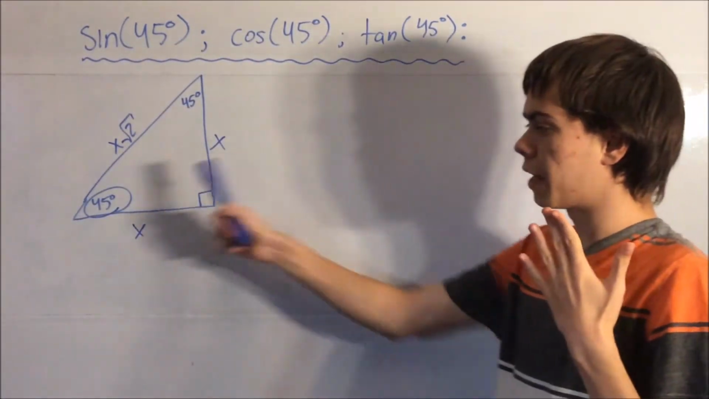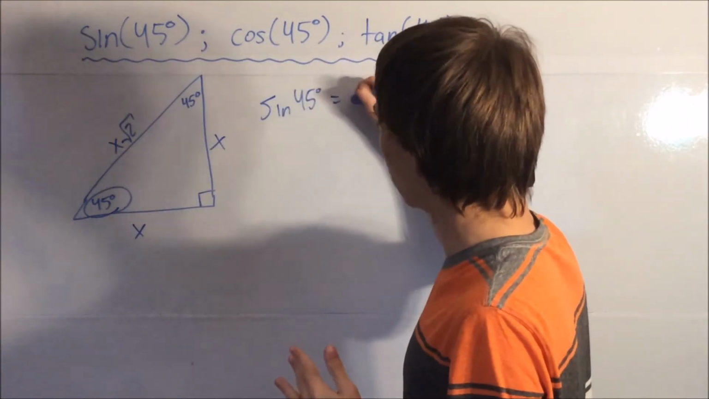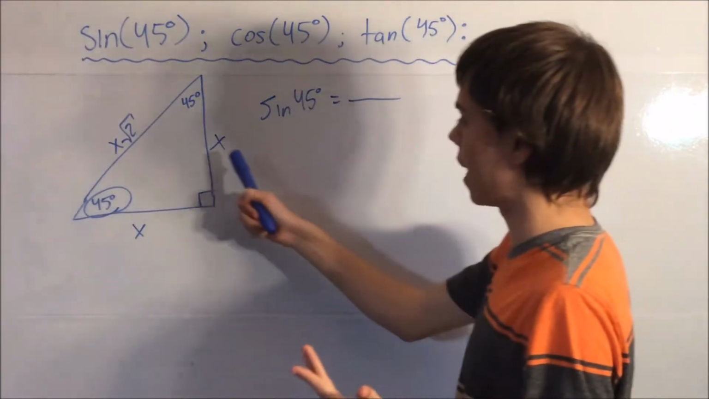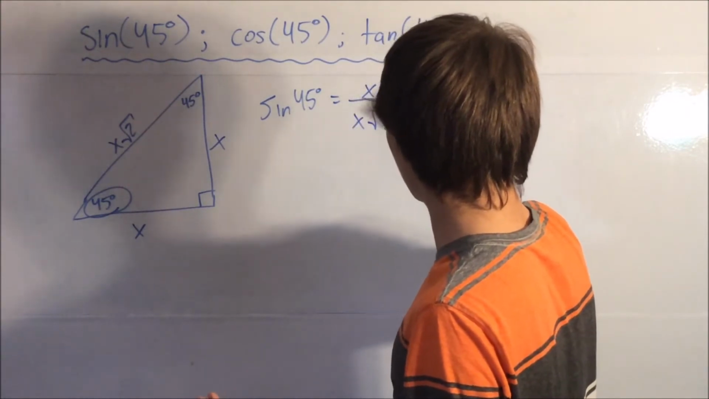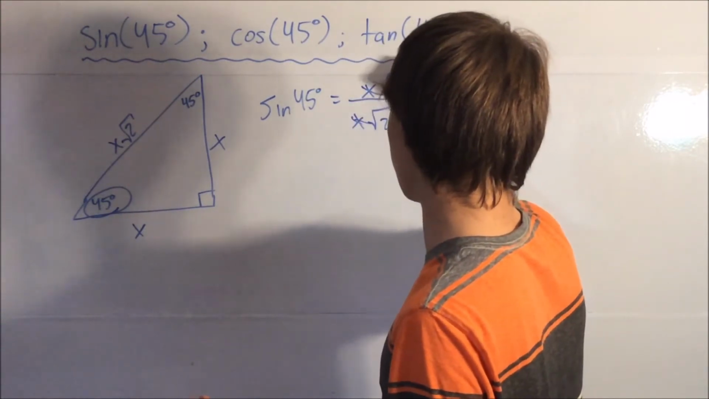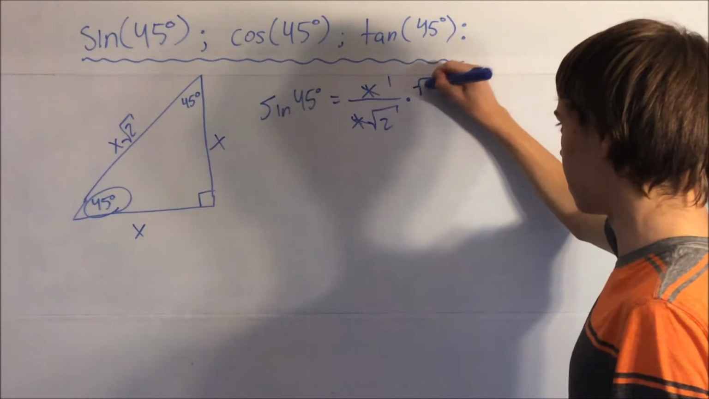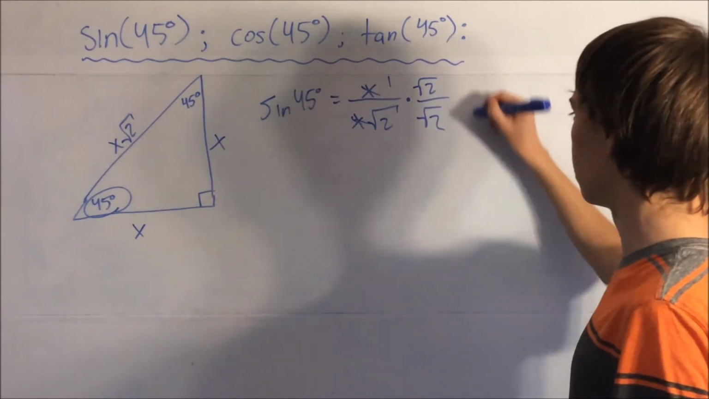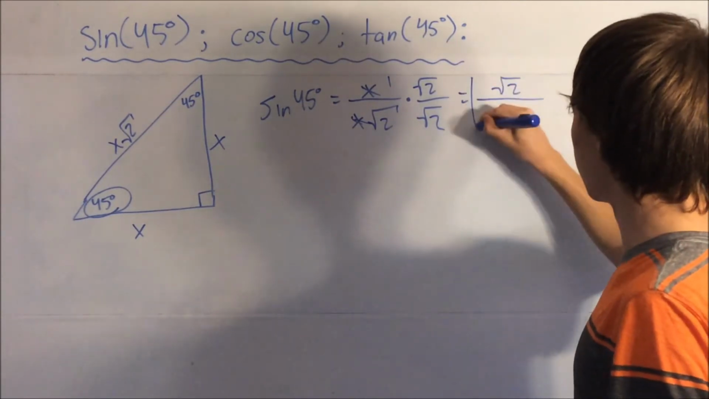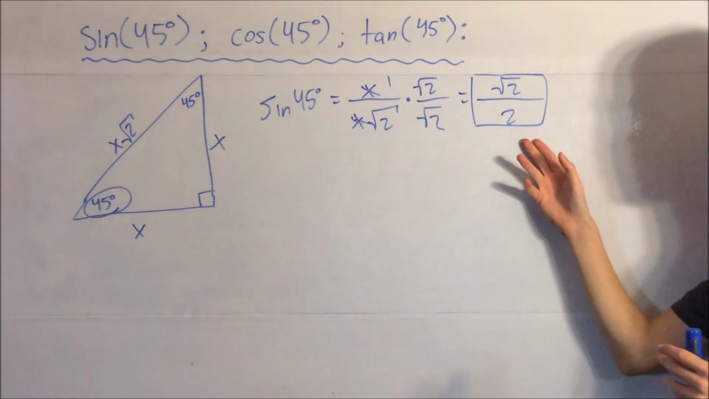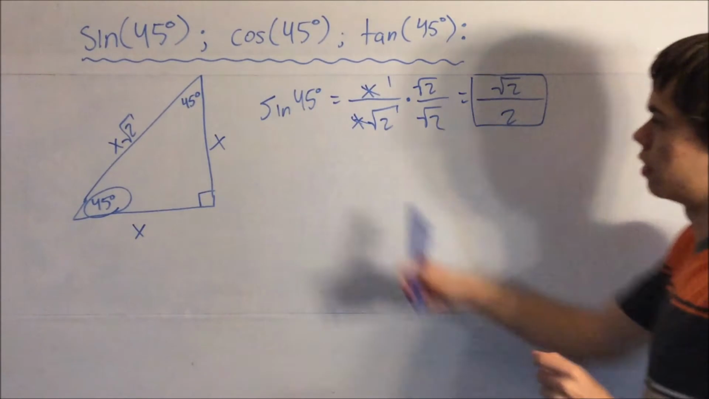Now if we're going to find the sine of 45 degrees, we know sine is just opposite over hypotenuse, so we get x over x radical 2. So x and x cancel out, and you're left with just a 1 in the numerator. So we have 1 over radical 2. To rationalize that, we just multiply by radical 2 over radical 2, and that leaves us with radical 2 over 2. So this is the sine of 45 degrees, right? Radical 2 over 2.